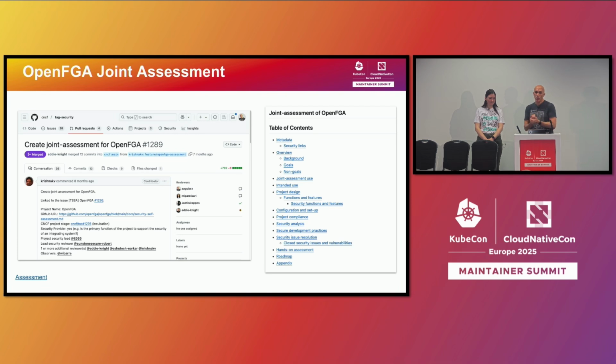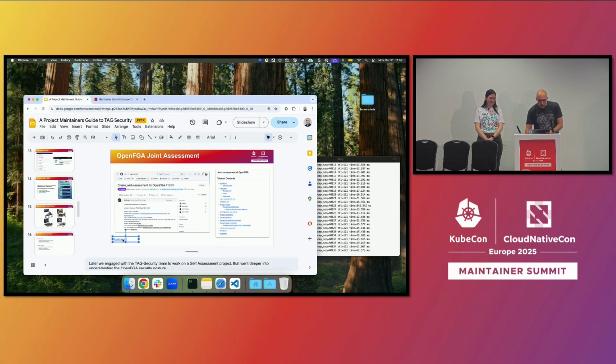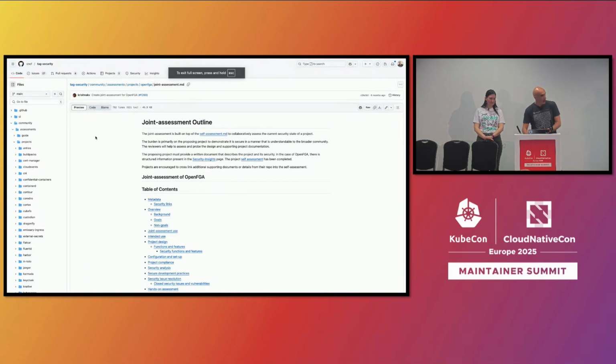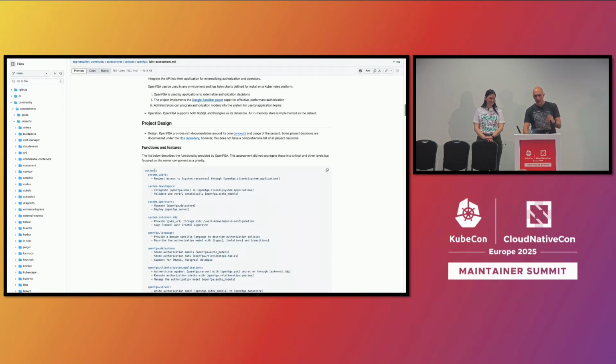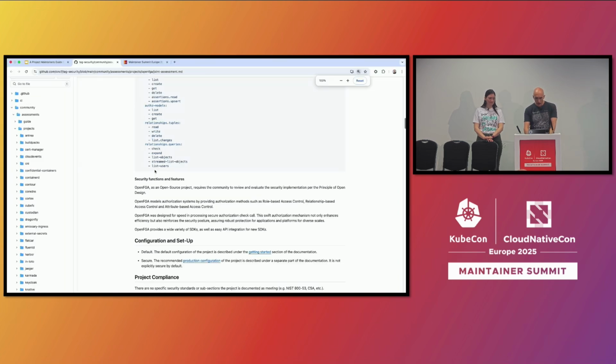And later, we started working on our joint assessment. This is something where we reached out to tag security and asked for that, and they assembled a group of people that wanted to do that work. Here you see the table of contents. I'm just going to click it and share it. It's a very long document with a lot of in-depth reviews of a lot of the areas of the project, right?